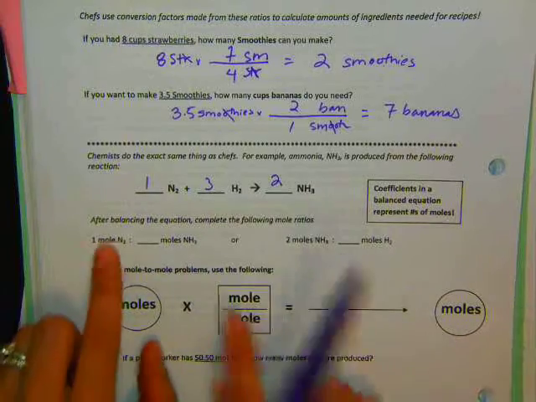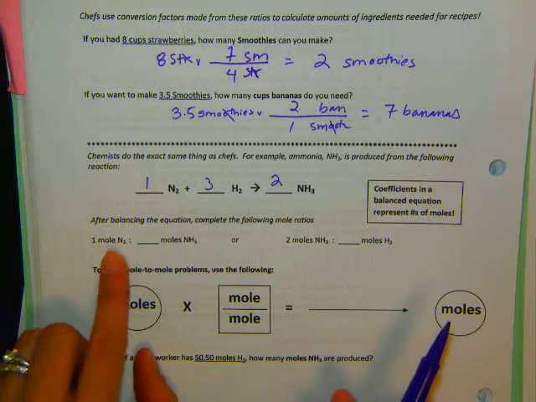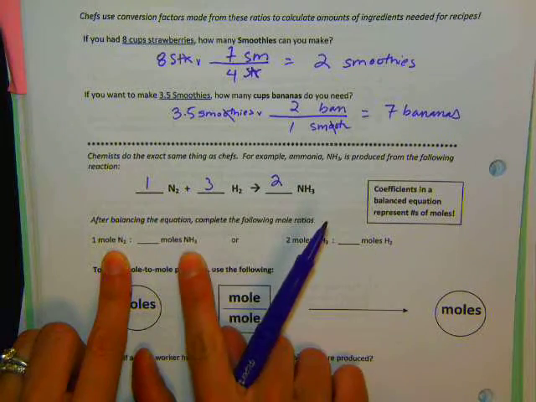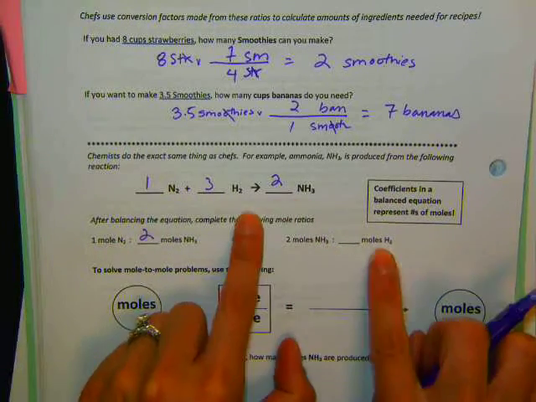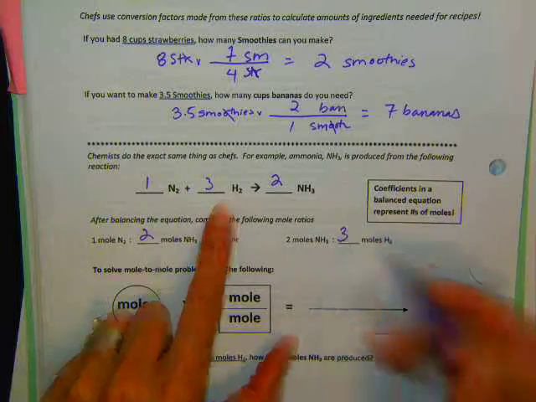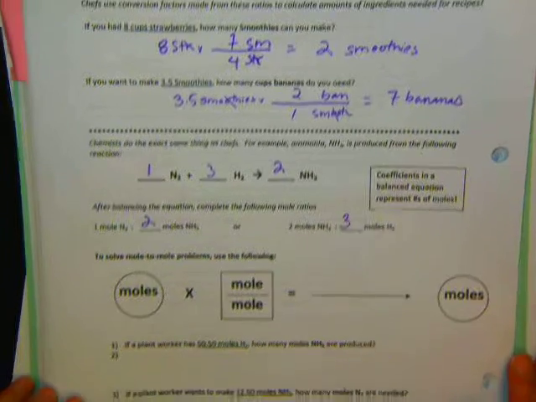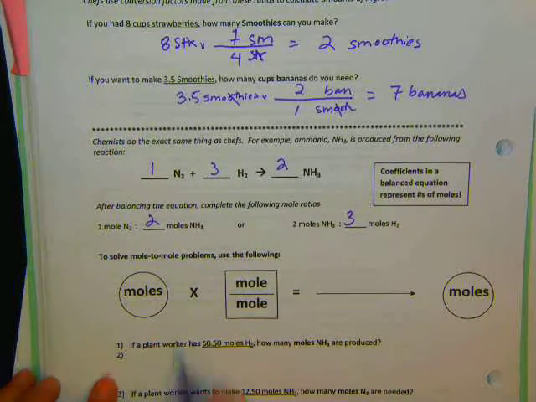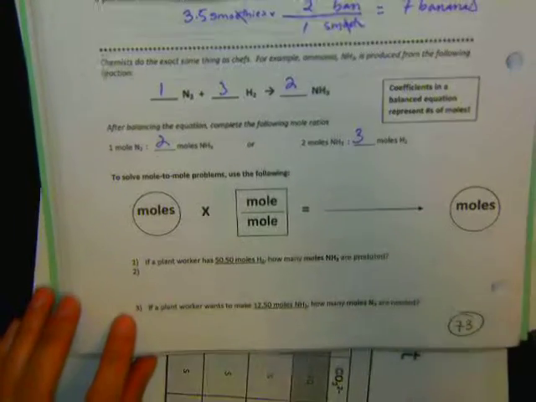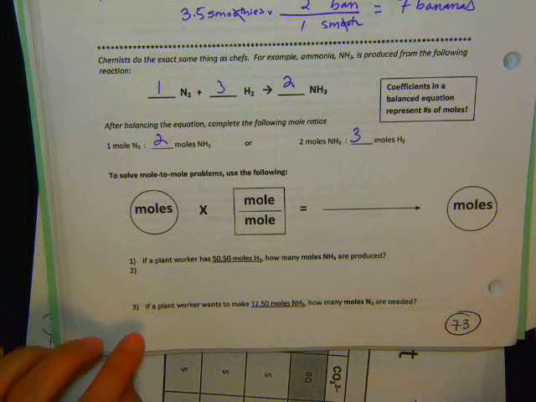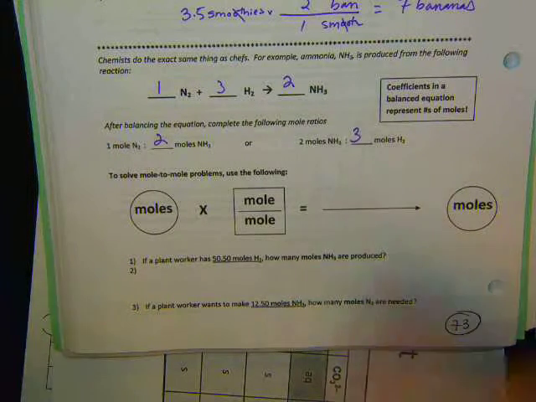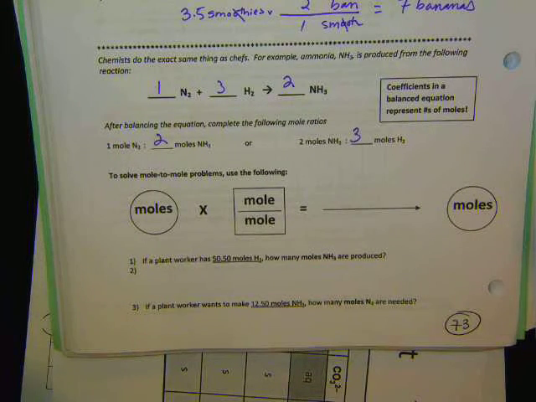Okay, so after balancing, let's do our ratios. 1 N2 and 3 H2 is equal to how many NH3? 2. Perfect. 2 NH3 is equal to 3 H2. So now we have our ratios. I think if I do it, it'll help make sense a little bit more. Sometimes I find this a little confusing. This is called stoichiometry. Are you guys okay?